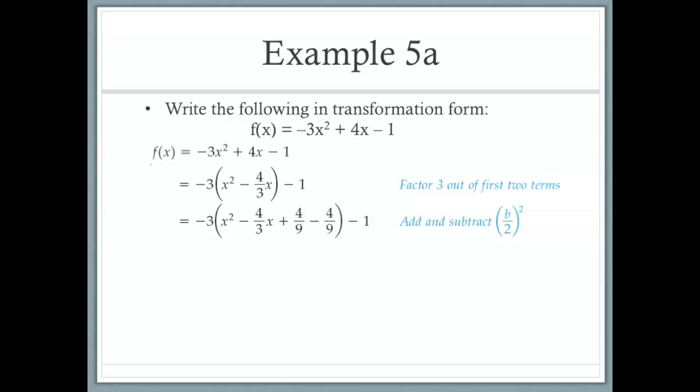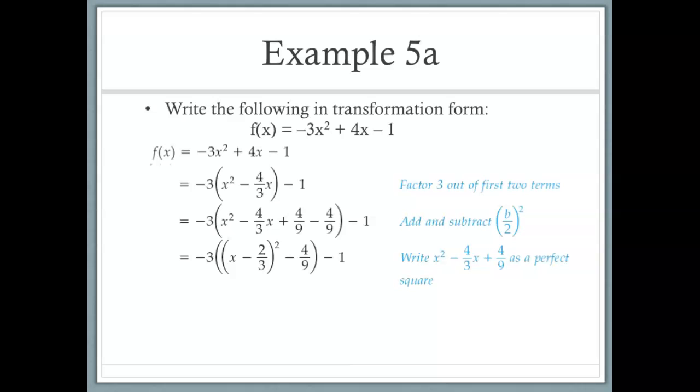So 4/3 divided by 2 is equal to negative 2/3. And so that's what b over 2 is, and that's what we can write for our perfect square. So that's going to be x minus 2/3 squared minus 4/9 minus 1.